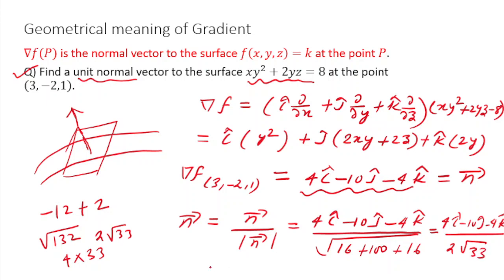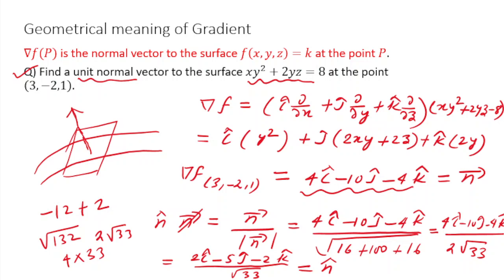If you want to simplify it further, you can do one more thing. You can take 2 common and cancel it. So let me write it. It will be 2i cap minus 5j cap minus 2k cap, and 2 has been cancelled, so in the denominator I will get under root 33. So this is the normal vector. One small mistake I made here: if I am writing the unit normal vector, I should not write n like this. I should write n cap, because this is the notation for the unit normal vector.